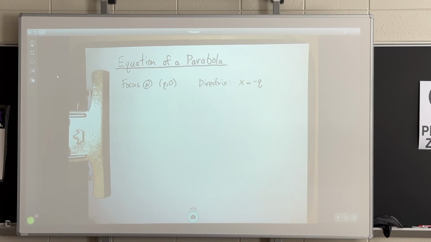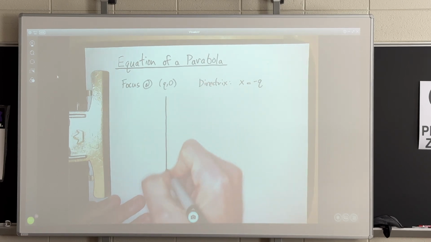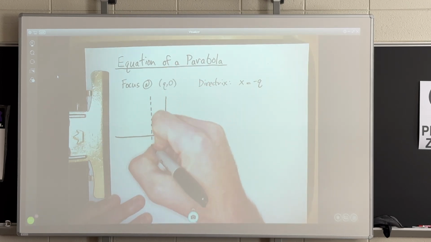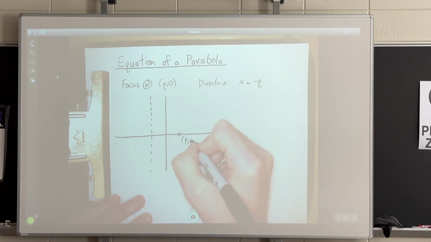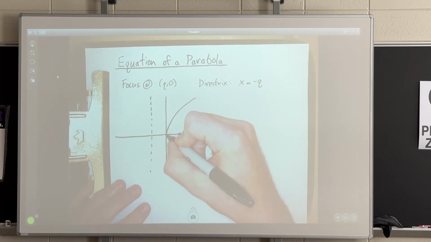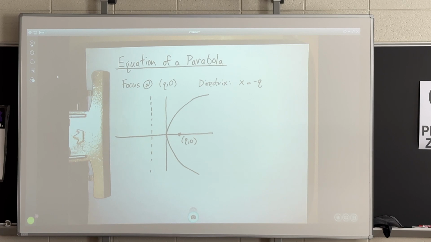So suppose we have a parabola. We know what that is. There's a focus at (q, 0). The directrix is x equals negative q. And now we're going to get the equation. So, we got a little directrix, we got a little focus over here at (q, 0), like I said, and then you have the parabola.